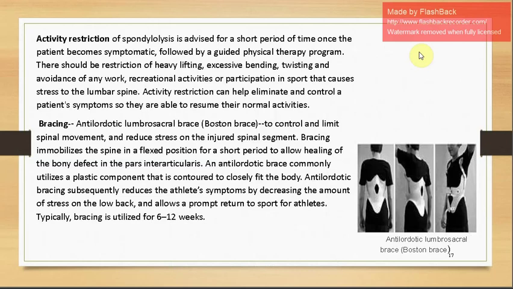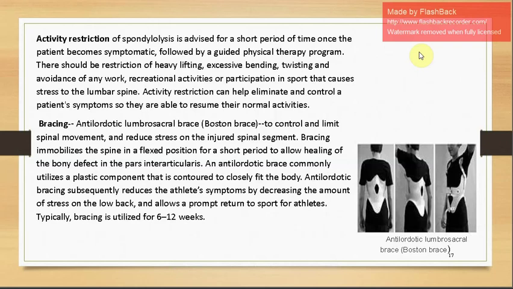Another thing I mentioned is the lumbar bracing, that is the anti-lordotic lumbosacral brace known as the Boston brace. This is used to control and limit the spinal movement, thereby reducing the stress on the injured spinal segment. Bracing immobilizes the spine in a flexed position for a short period to allow healing of the bony defect in the pars interarticularis. An antilordotic brace commonly utilizes a plastic component that is contoured to closely fit the body.